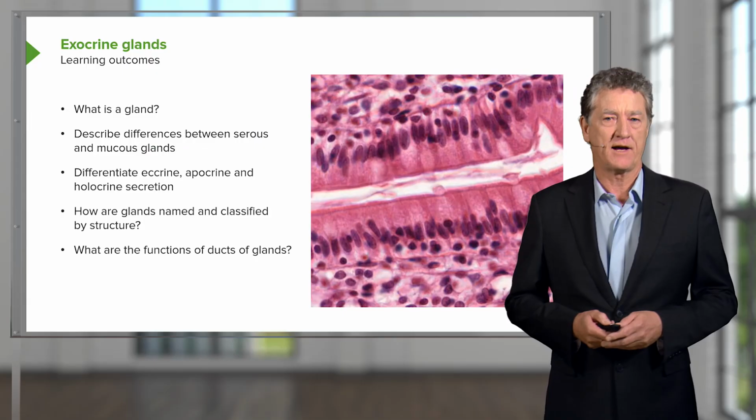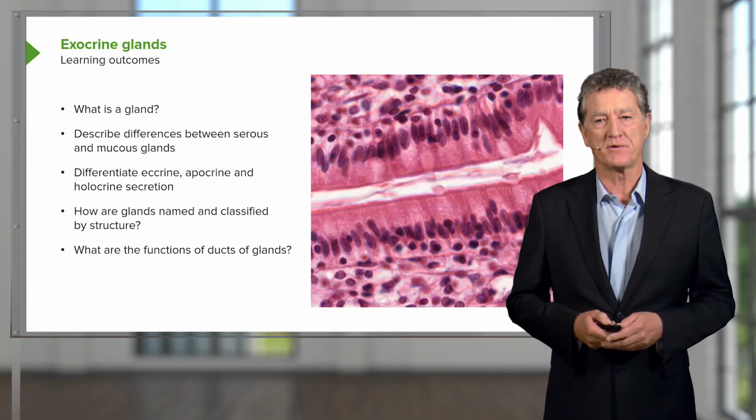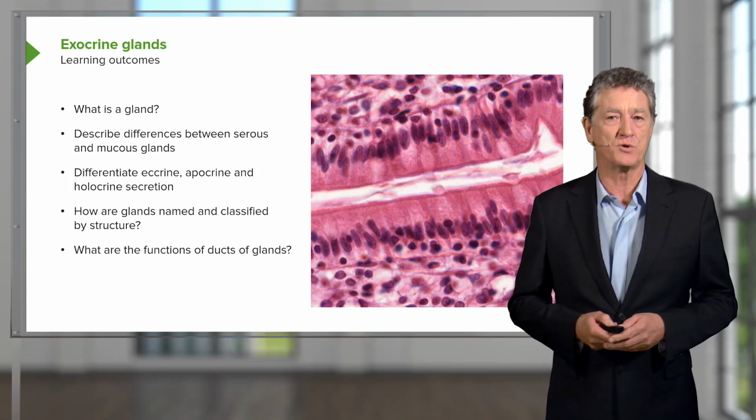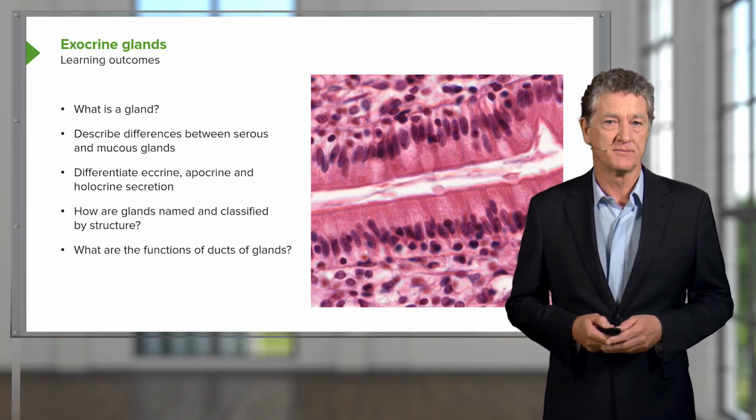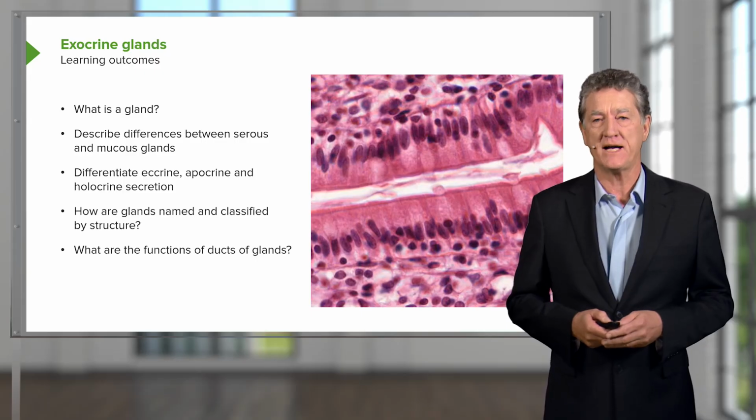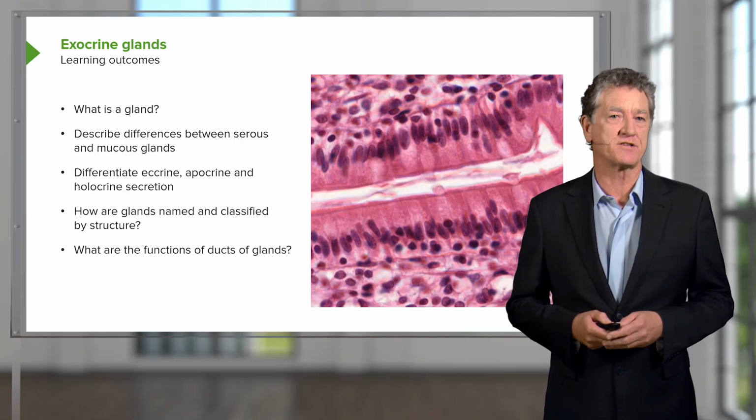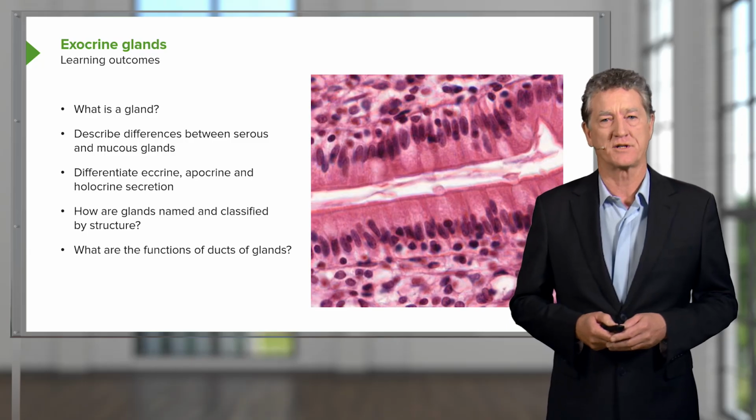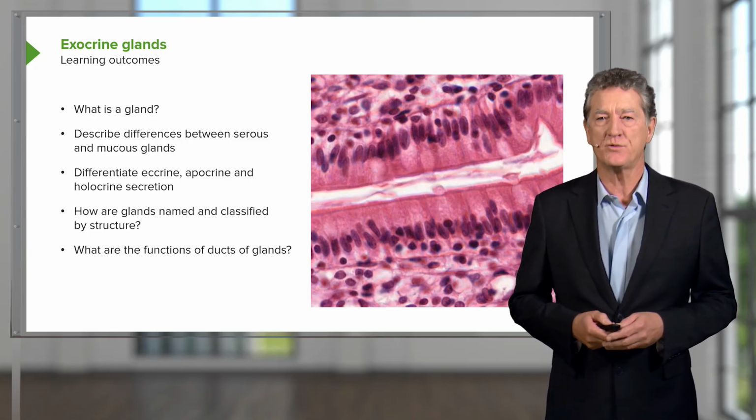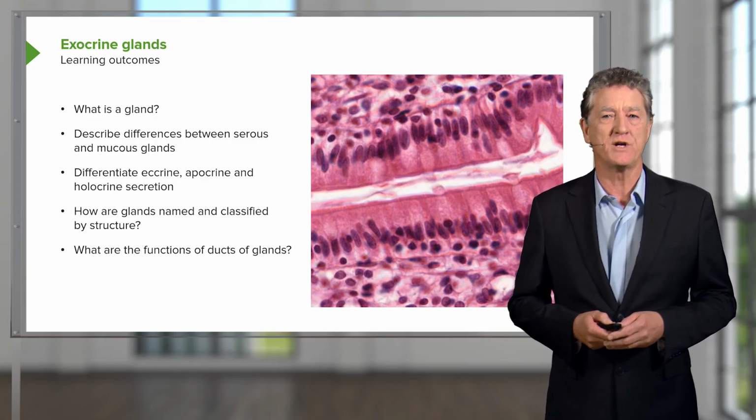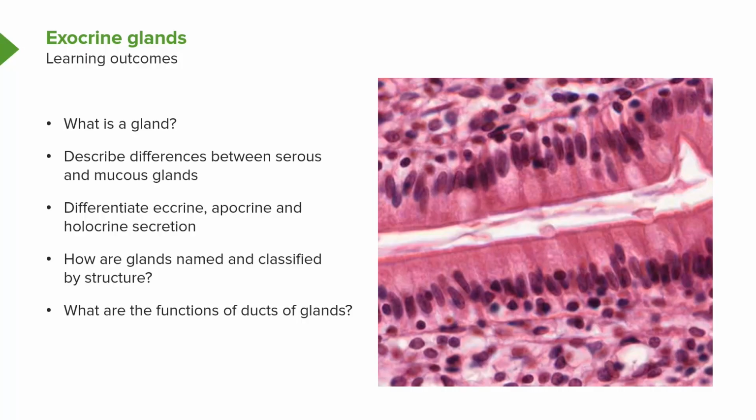Exocrine glands are very important in a number of different organ systems, and it's important that first of all you understand what a gland is and know that basically these glands form two major categories. They're either serous secreting or mucus secreting. You need to also understand the way in which glands secrete the components that they have made and how we classify glands or name them.